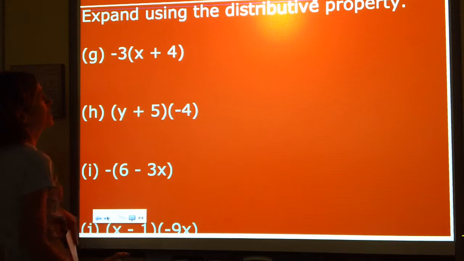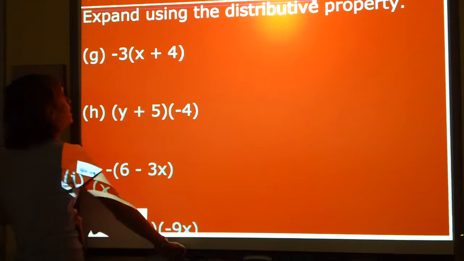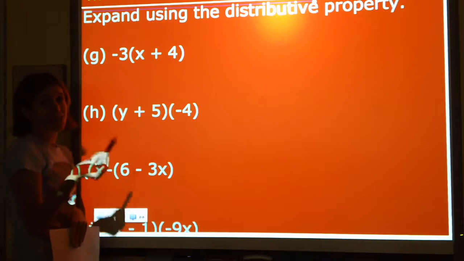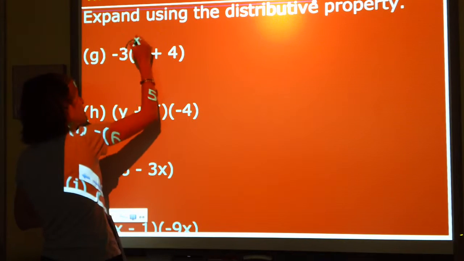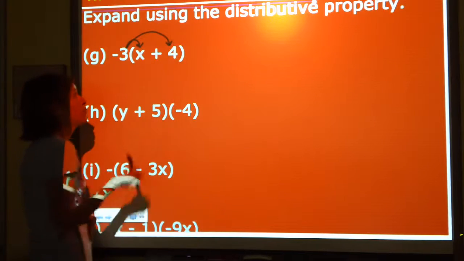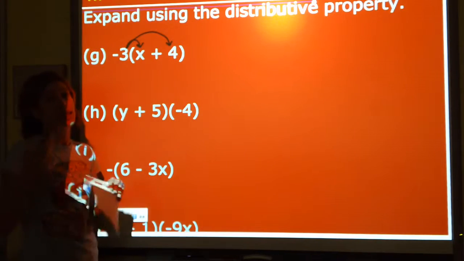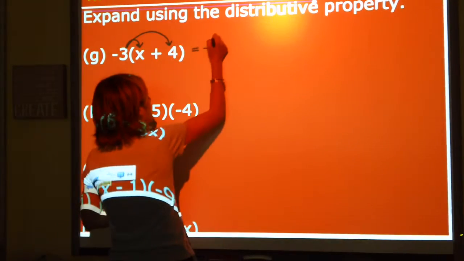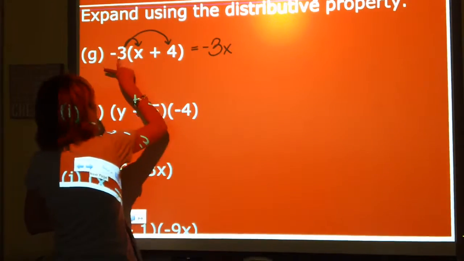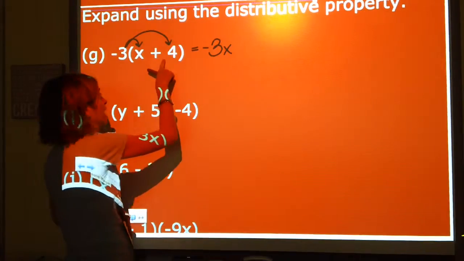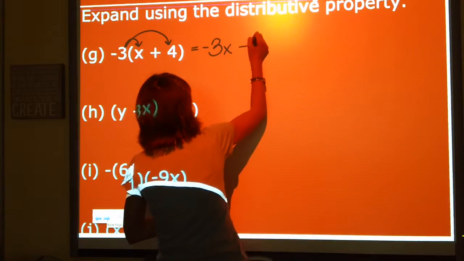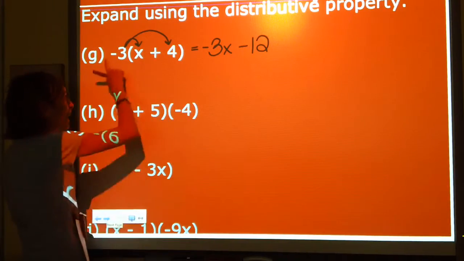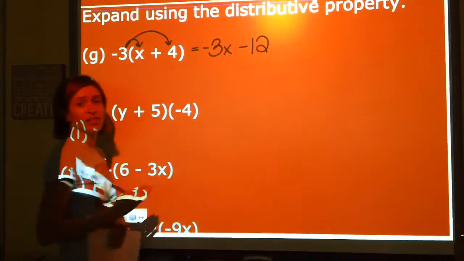All right, I'm going to go on, actually. All right, let's now try with negatives. So I have a negative 3 times (x + 4). So that negative does change things, because when we multiply, you have to remember when you multiply a negative to a positive, you get a negative. So negative 3 times x would give me negative 3x. And then negative 3 times positive 4, negative times positive is going to give me negative 12. Okay? So notice that every sign inside changed.